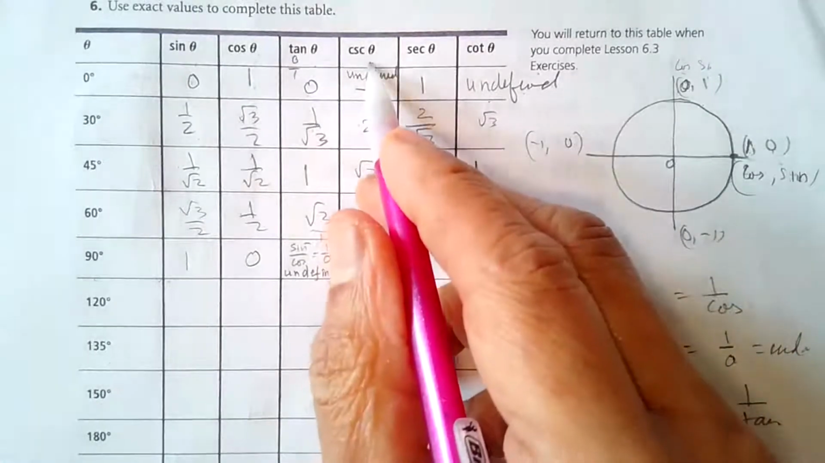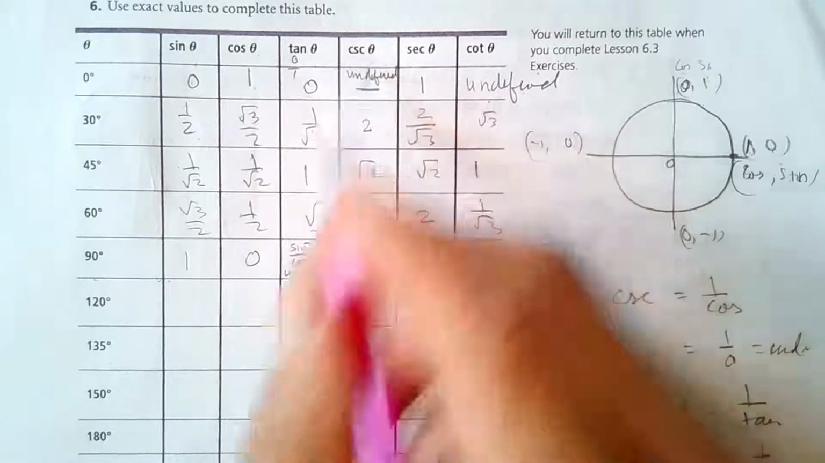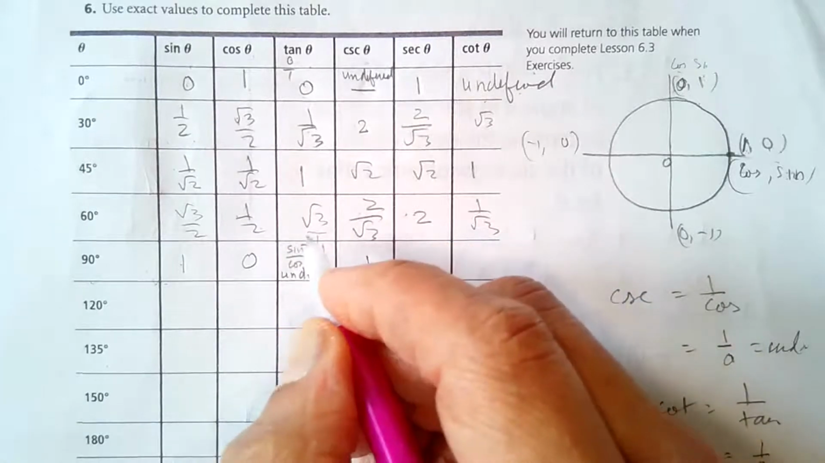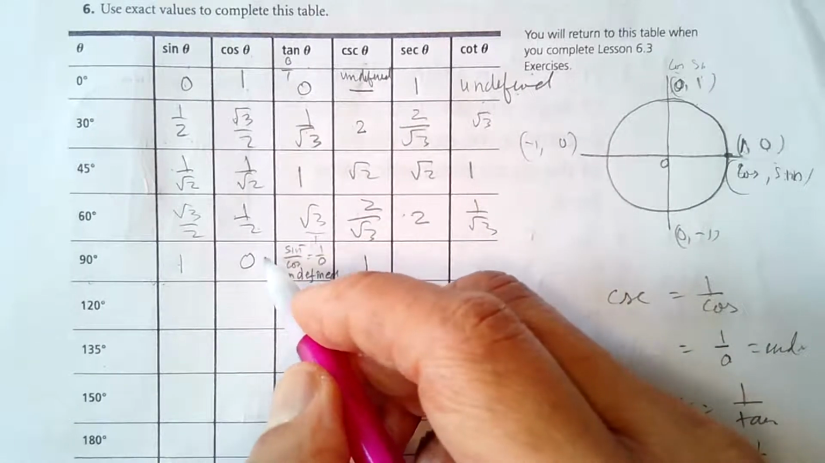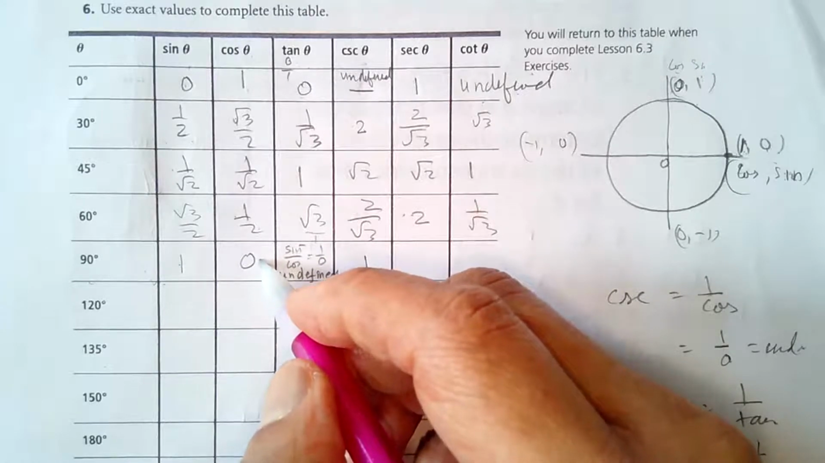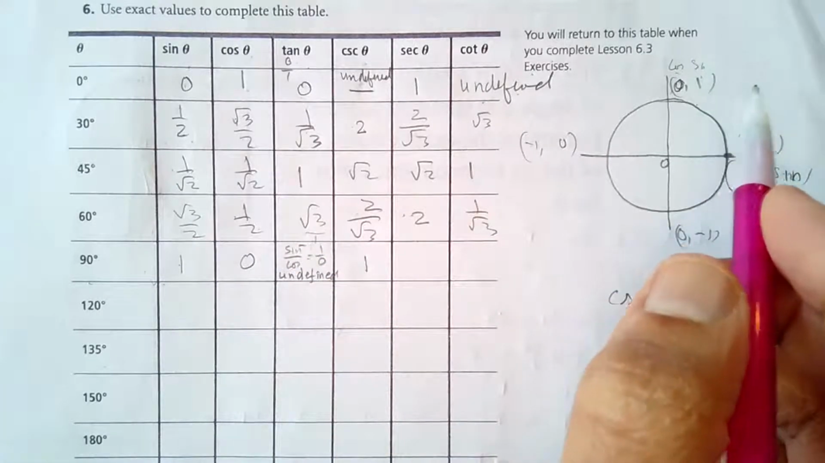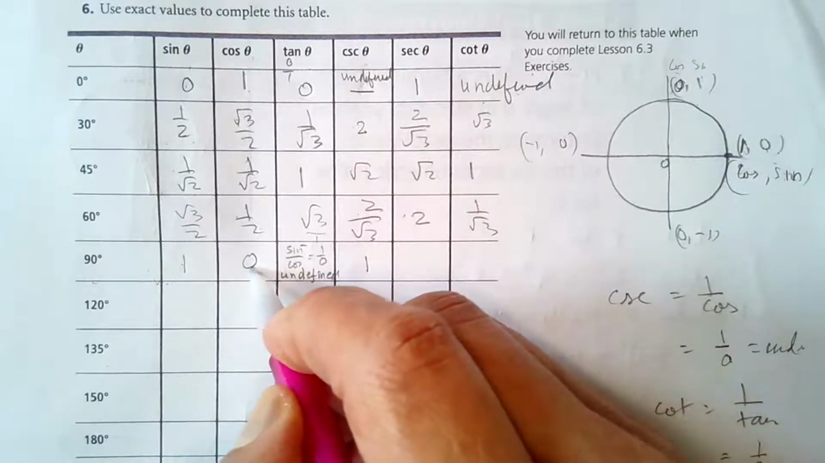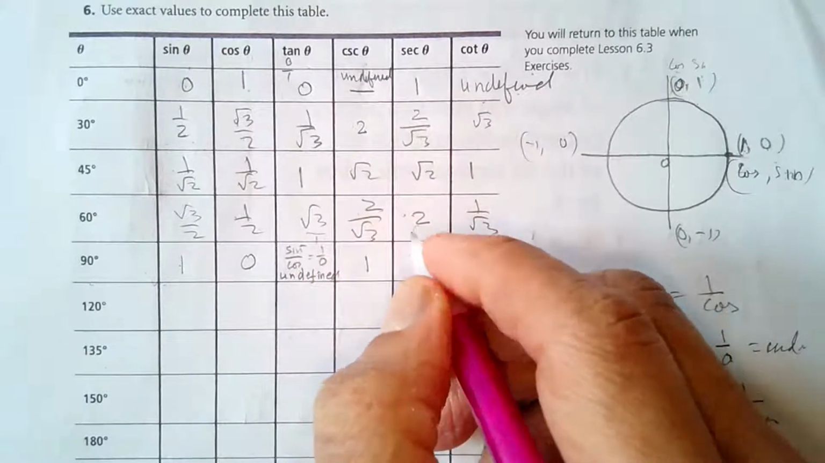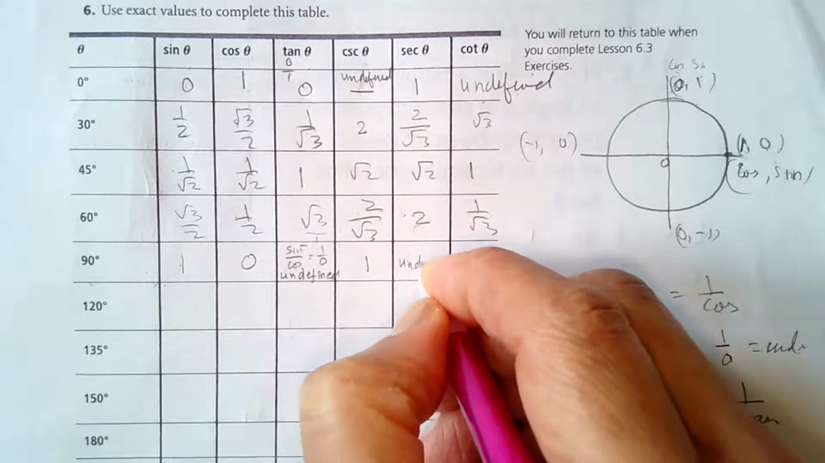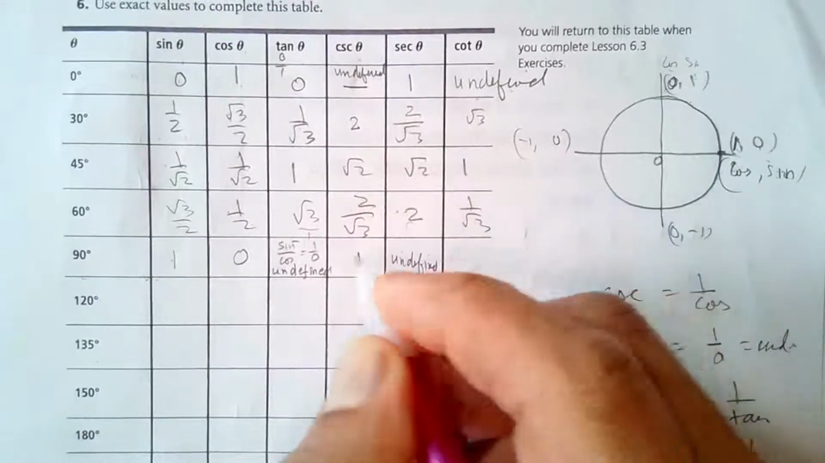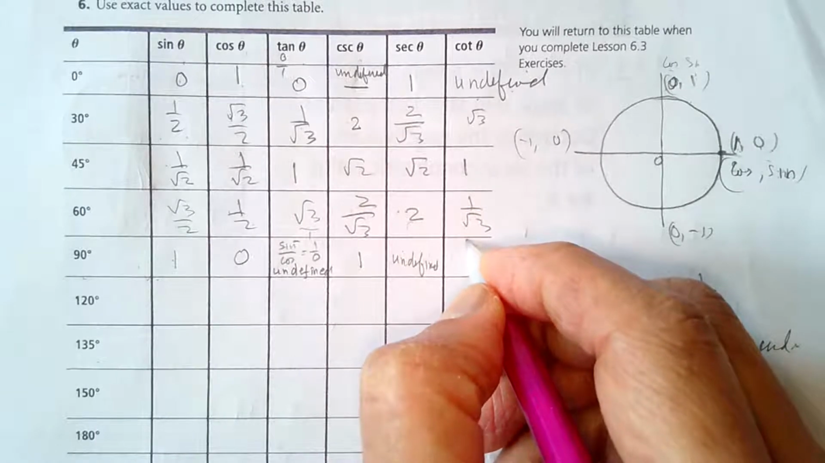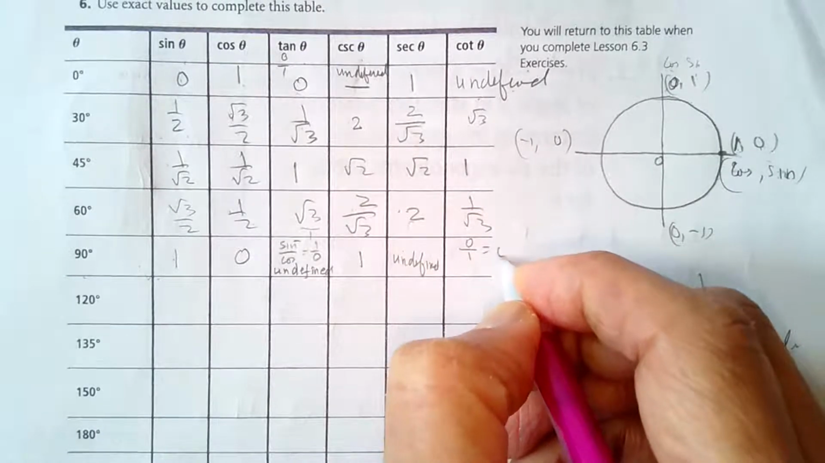Next, we go to cosecant, which is the reciprocal of sine, which is 1. Secant, which is the reciprocal of cos. Now, that will be undefined, right? Because you cannot divide by 0, right? So this is undefined here. Now, cotangent will be different, because now we have 0 divided by 1, which is 0.